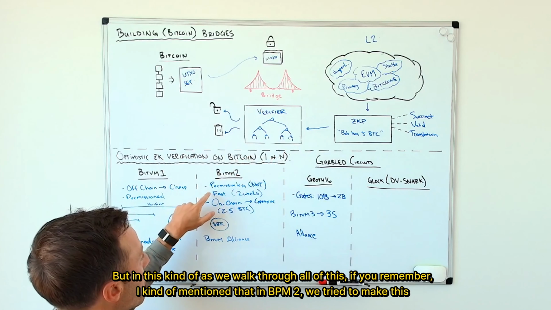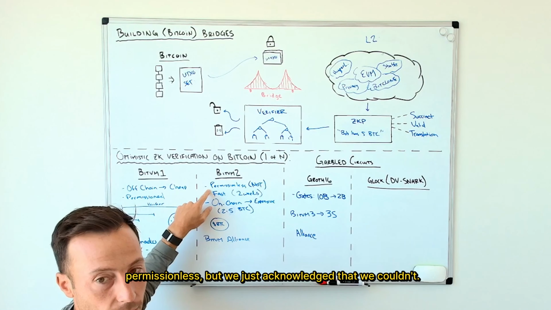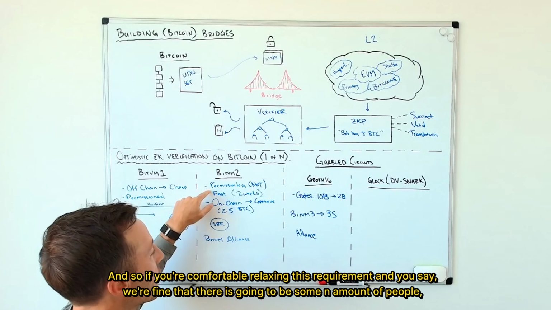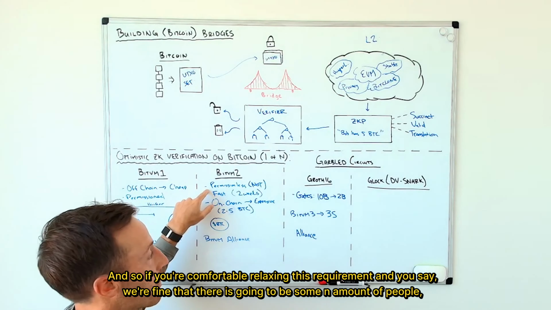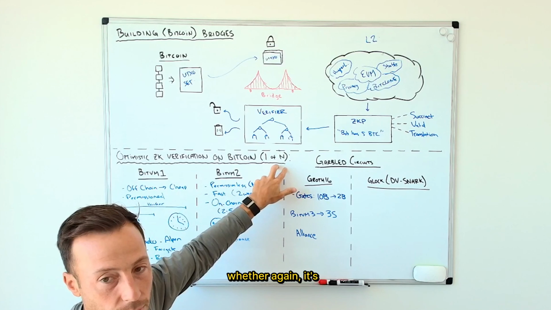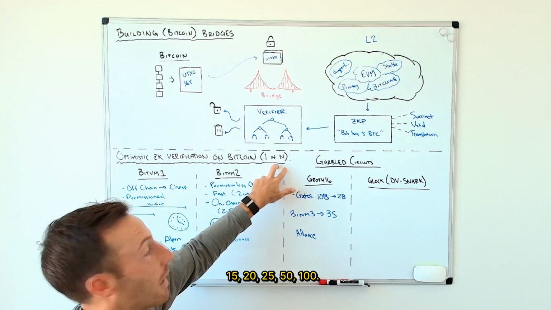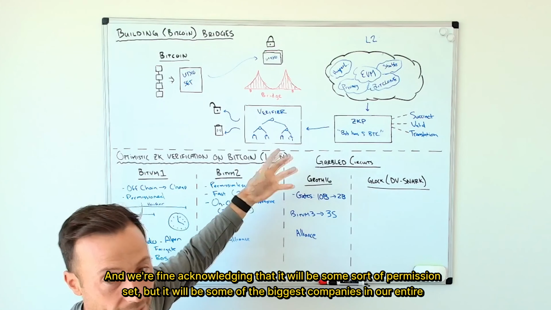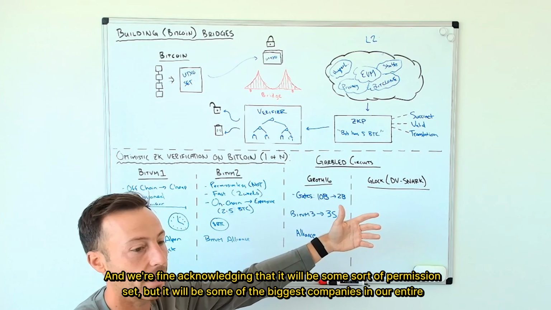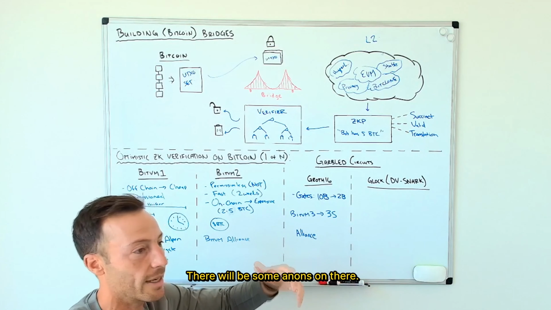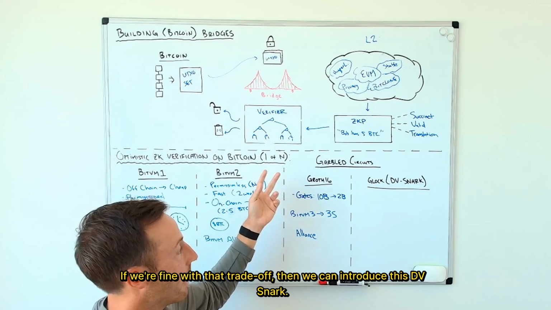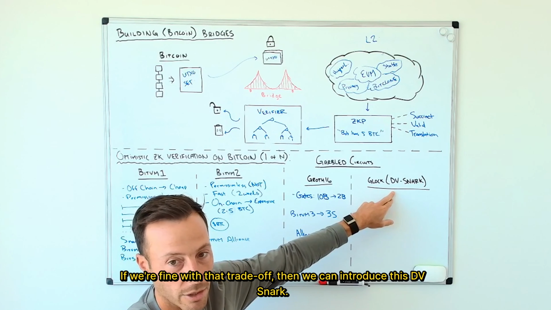DV snarks typically aren't as popular, but as we walk through all of this, I mentioned that in BitVM 2, we tried to make this permissionless, but we acknowledged that we couldn't. I think most teams would agree with that. So if you're comfortable relaxing this requirement, and you're fine that there will be some N amount of people, whether it's 15, 20, 25, 50, 100, some sort of permission set of some of the biggest companies in our industry, with some anons on there too, there's probably someone on that list that you can trust.